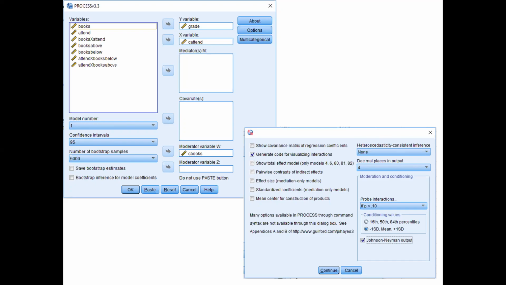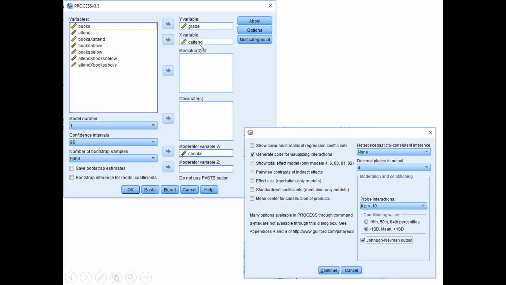Hayes just does Process. I know Preacher helped on the book, but if you just Google Process and Hayes, you'll find his website for the macro to download onto R, onto SAS, onto SPSS. This is what it looks like in SPSS. I think it looks pretty similar on the other two as well.